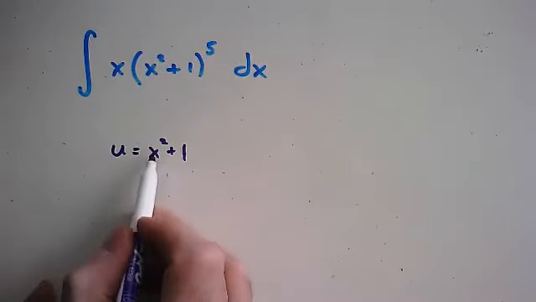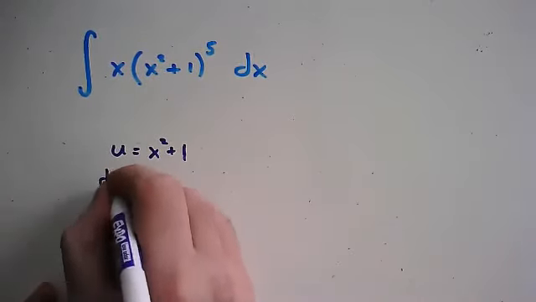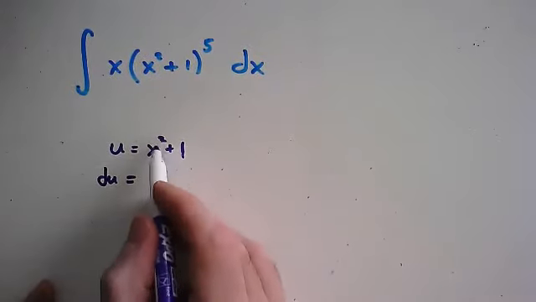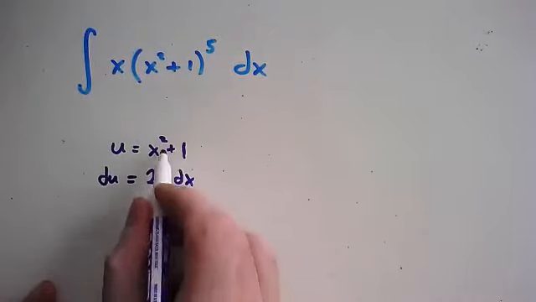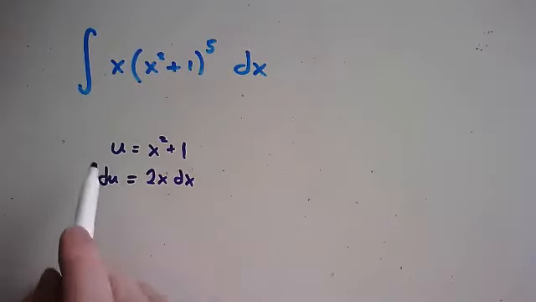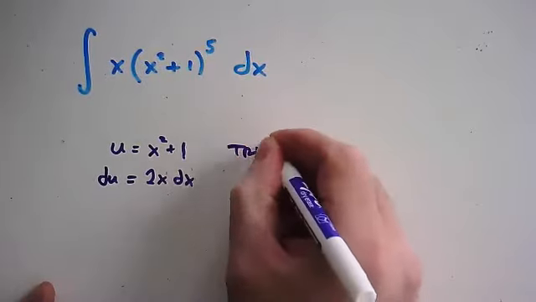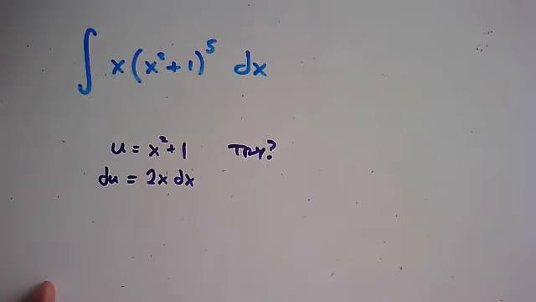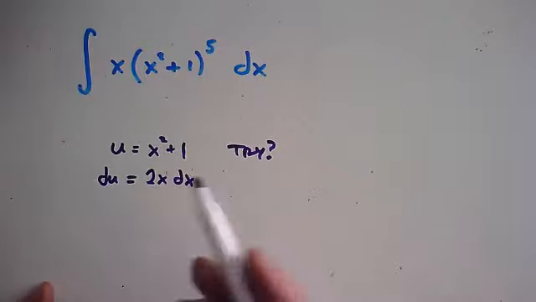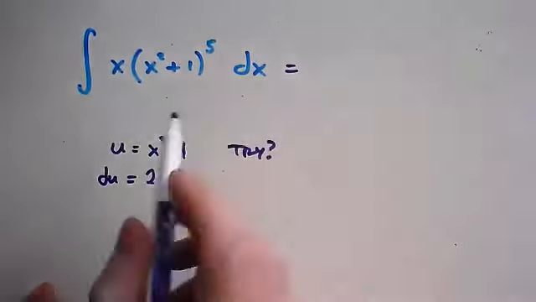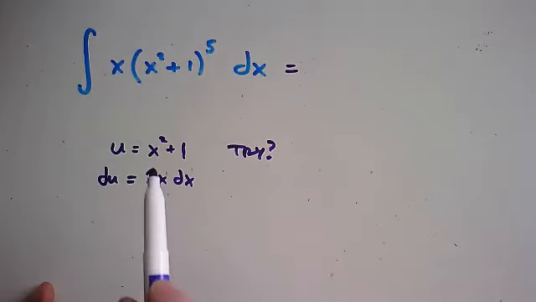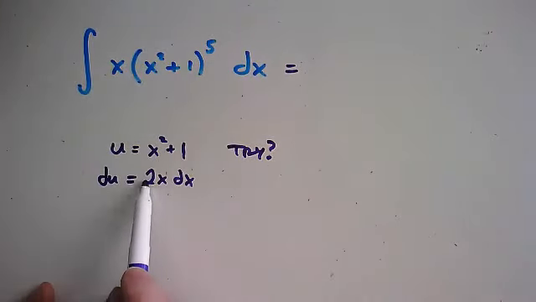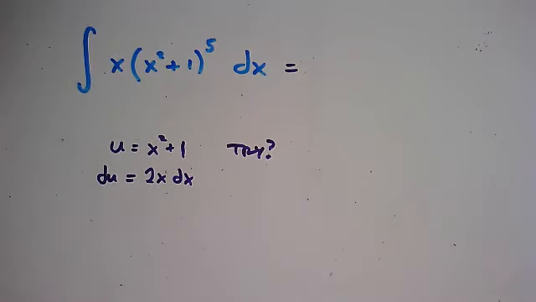If we let u equal x squared plus 1, well, then the derivative of u would be, okay, the derivative of x squared is 2x dx plus 0. All right, so this is what I'm trying. I don't know if it's going to work. Now I look back in the problem and say, all right, did that help? What would my new integral be? Well, there's u, so I would have u to the 5th, but I only have an x dx, and I want a 2x dx.